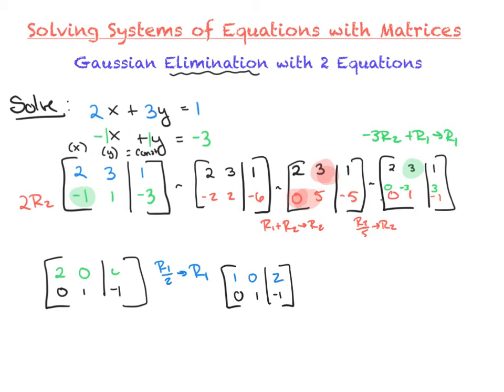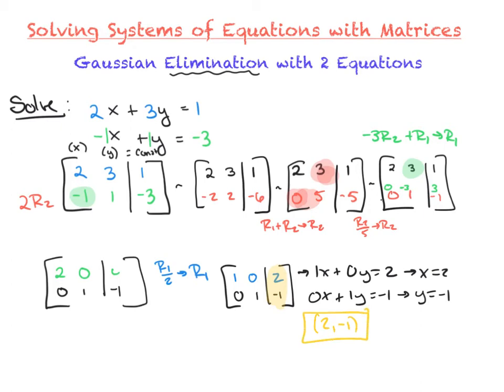Terrific. And if you remember from the beginning, this corresponds to the equations 1x plus 0y equals 2, or in other words, x equals 2, and 0x plus 1y equals negative 1, or in other words, y equals negative 1. So if we can just look at this column right here, x equals 2 and y equals negative 1 is our answer.